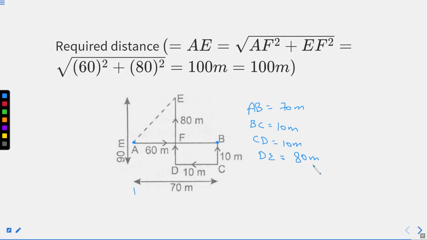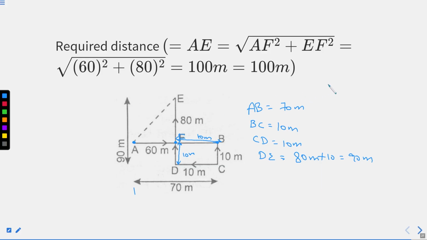I hope you are able to get this part. 80 plus 10, that is a total of 90 meters he moved. And this distance is going to be 10 meters. I hope you understand the question. This distance is also 10 meters in this question, right? Now what do you need to figure out? The distance between the initial and the final point. That we can see here. A triangle is formed. I'll mark this point as F, which is already given here.